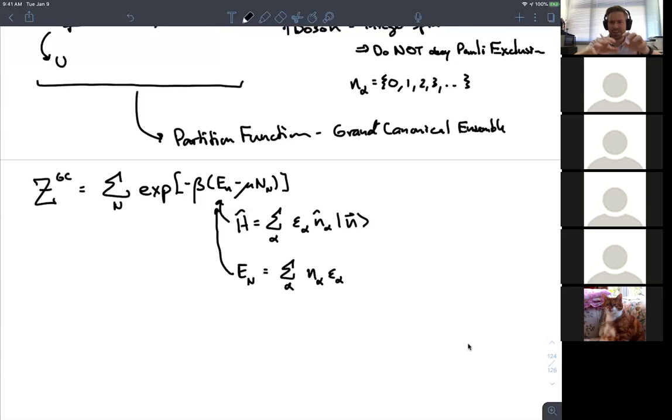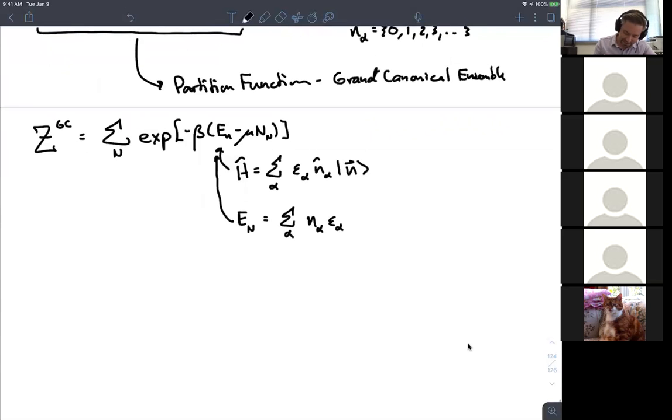You take that and stick it in there for your energy. You do a lot of algebraic massage. And what we wound up with on Friday was this expression: the product over all alpha of the sum over all possible occupation numbers of e to the minus beta epsilon alpha minus mu times n sub alpha.